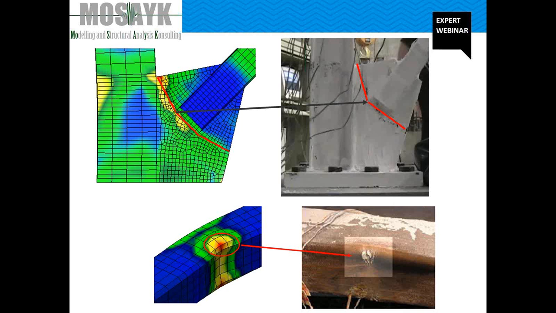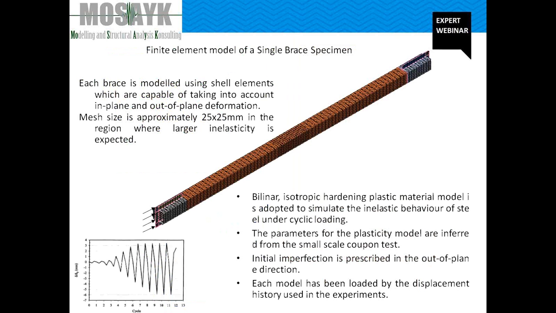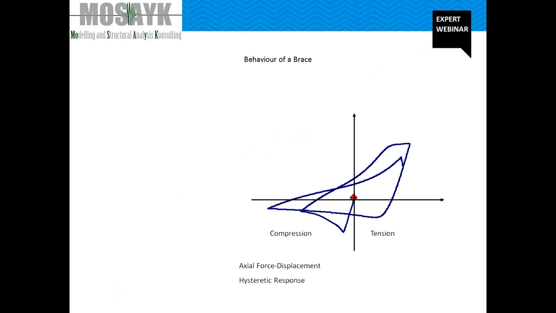To investigate the performance of the brace, a model has been built using Midas FEA, as can be seen here. All elements were modeled using 4-node shell elements available within the Midas FEA program, and shell elements are capable of taking into account the in-plane membrane and the out-of-plane behavior, bending and shear, of the modeled region. The von Mises yielding criterion was adopted with bilinear isotropic hardening to represent the material non-linearity.